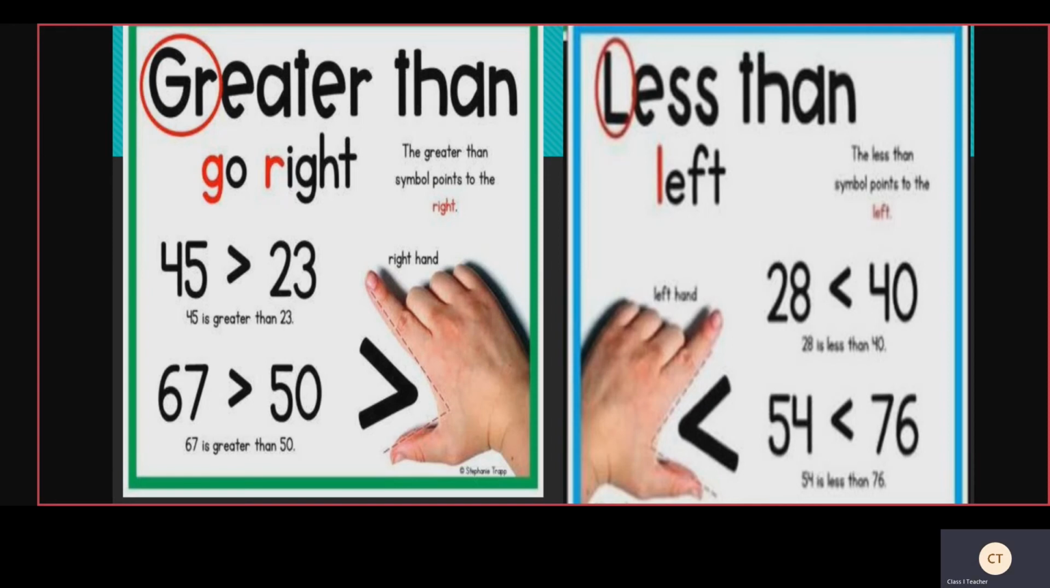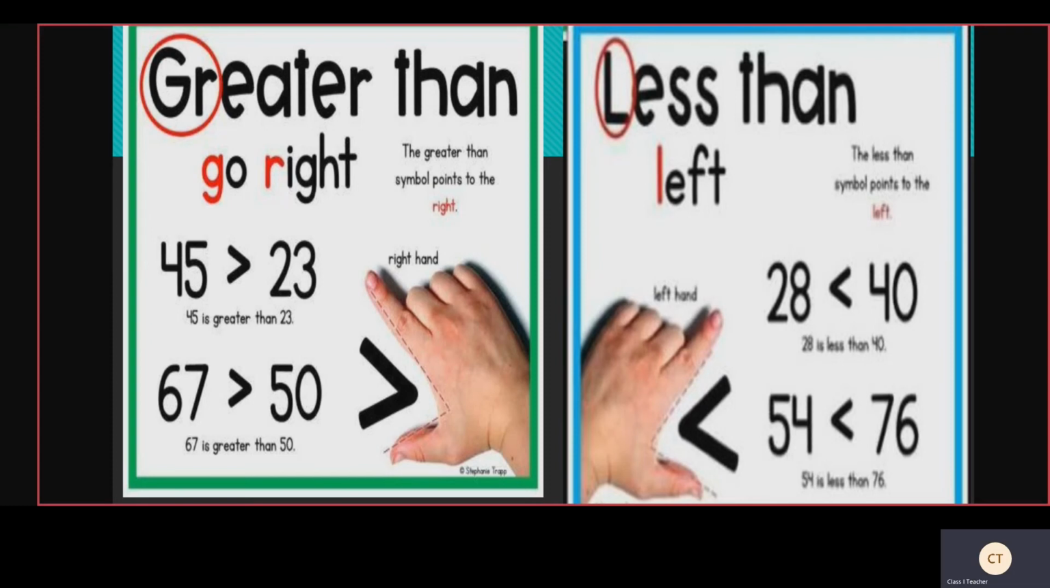Next one, children. Look here. Now, see this next picture. Keep your left hand fingers just like this, same like this. Now you can see the less than symbol. Got it, children? Now you got the less than symbol. Left, less than, left, less than symbol. The less than symbol points to the left.